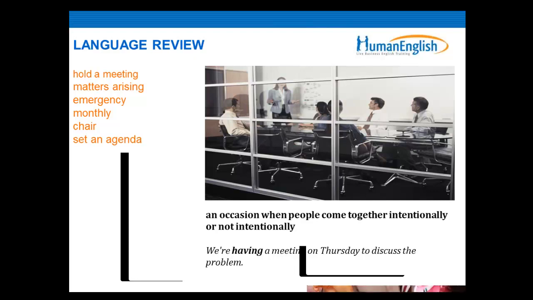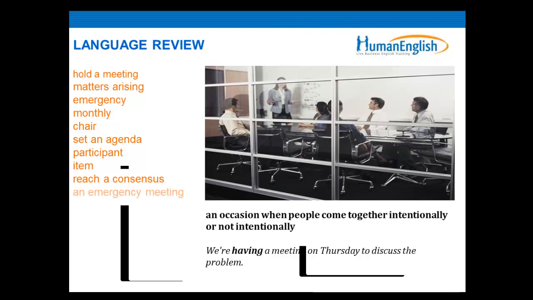It's also very important to set an agenda. An agenda is the written list of points to be discussed. The participants are the people who come to the meeting. An item is the points or issues on the agenda. And to reach a consensus is to reach a decision in the meeting. Sometimes we hold an emergency meeting if it's something urgent. Often at work you can have monthly meetings to update about all the new information happening in that month. And then here we see to chair a meeting.